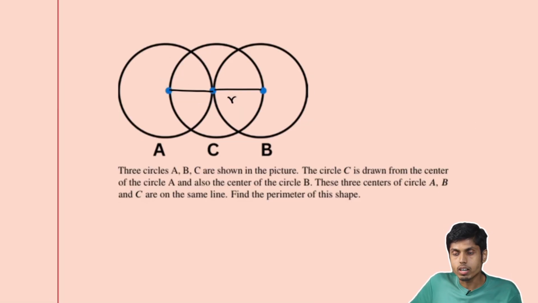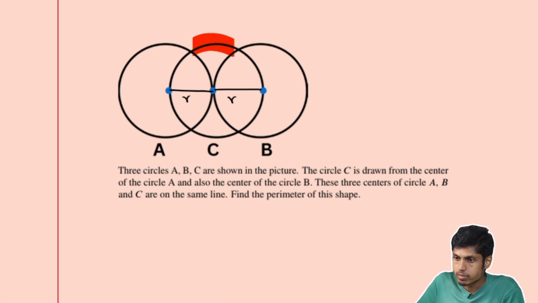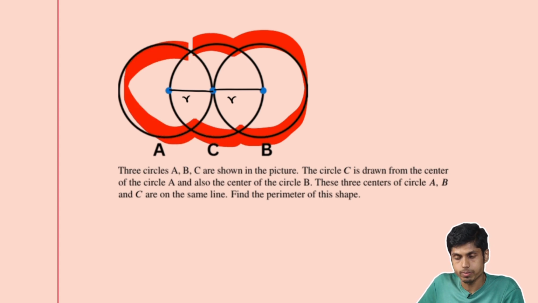Okay, after observing this, let's go back to the question. These 3 circles form a shape. We have to determine the perimeter of this shape. Perimeter is the outer length, like this length, and we must find this in terms of R. So curious students, please take a try at it before looking into the solution. We will get started now.